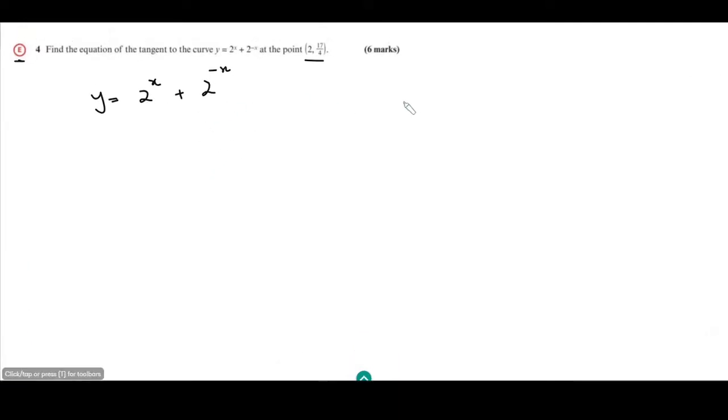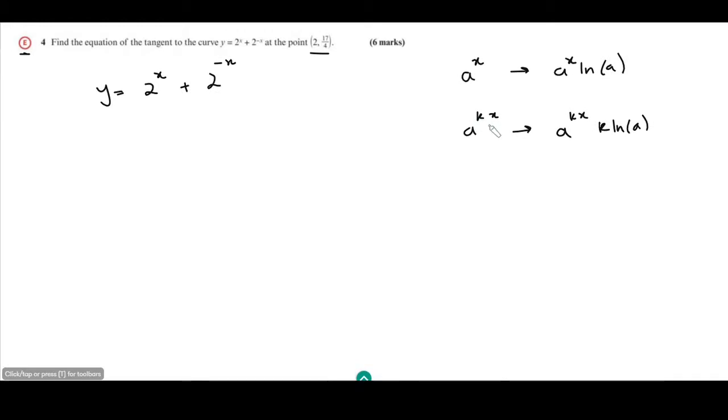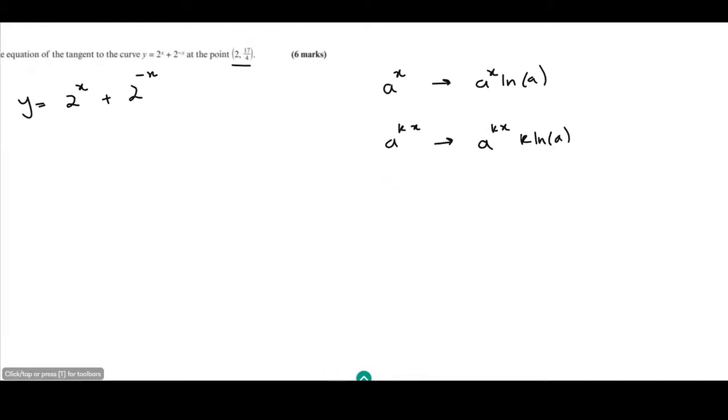Well, again, I'm not doing any teaching, but you should know that if you have something of the form a to the x, then the derivative of that is a to the x ln of a. And if you have something of the form a to the kx, then the derivative of that is a to the kx times k ln of a. And k is just some constant, so that should be fine.